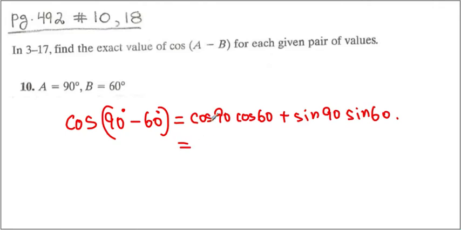Then here we end up getting cosine of 90 is in fact equal to 0, as we all know. So this portion becomes 0. Here, sine of 90 becomes 1, while sine of 60 becomes radical 3 over 2. So therefore our final answer becomes radical 3 over 2.